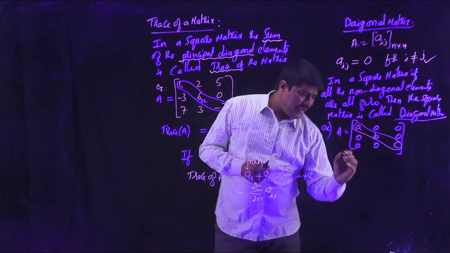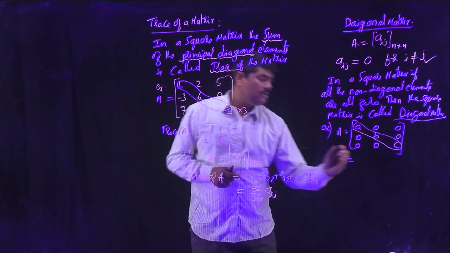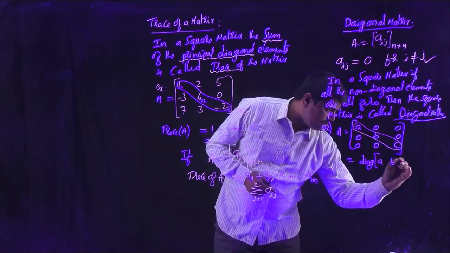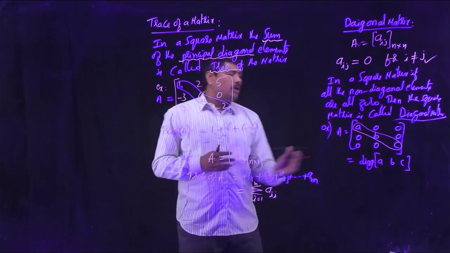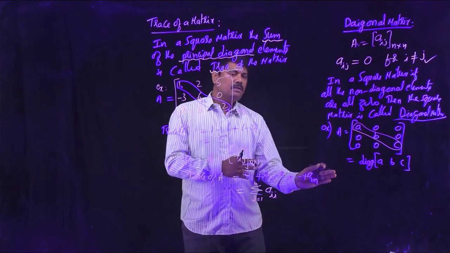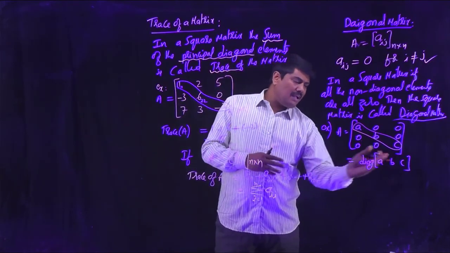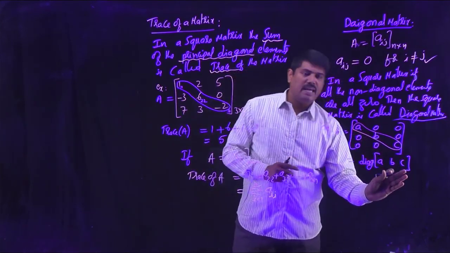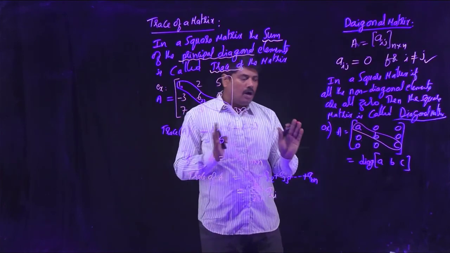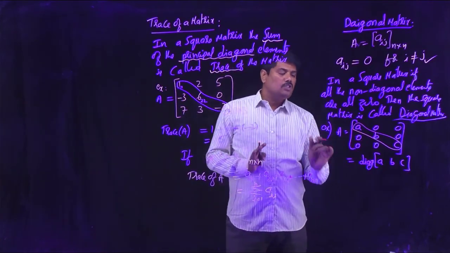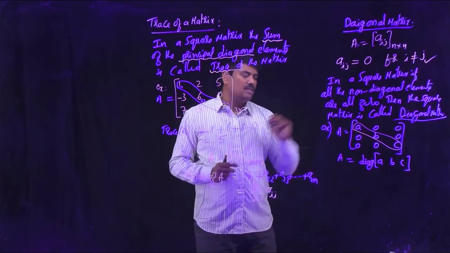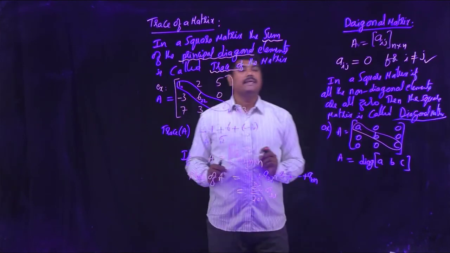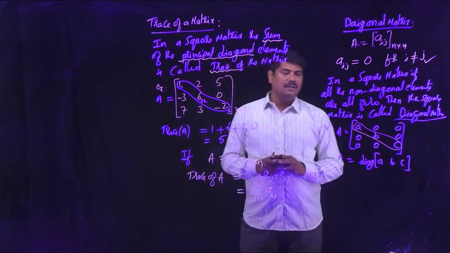You can write this in short notation, indicating only the diagonal. You can write diagonal ABC, so you are mentioning only diagonal elements. If you write diagonal ABC, this indicates the principal diagonal elements are only A, B, C, and all the remaining elements are 0. So you can denote diagonal elements like that also. Diagonal ABC means A 0 0, 0 B 0, 0 0 C. So this is the definition of a diagonal matrix.